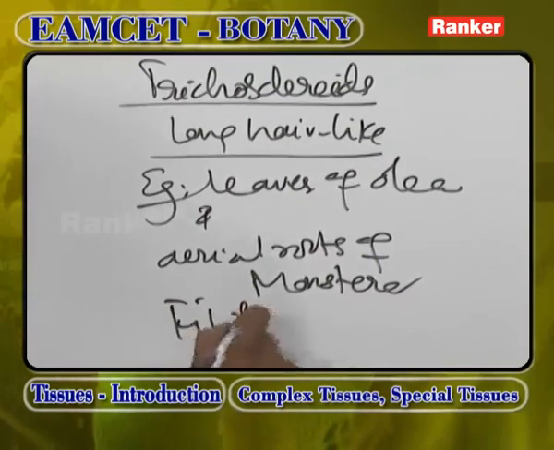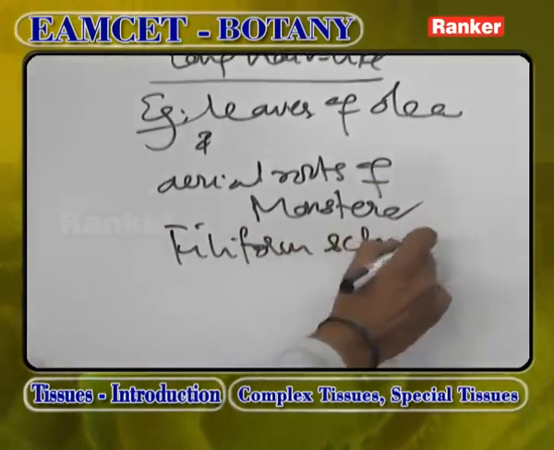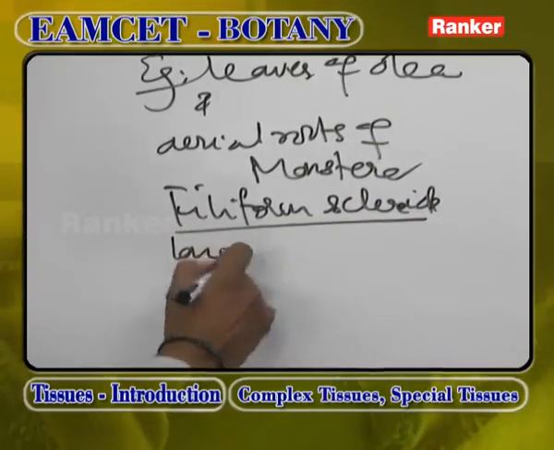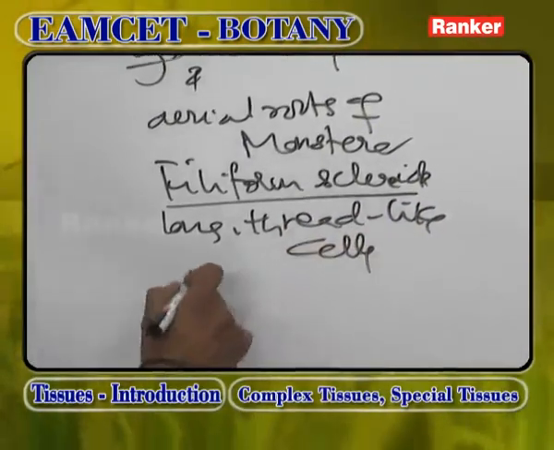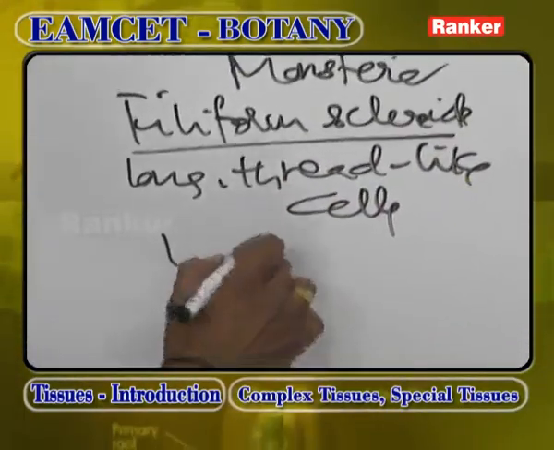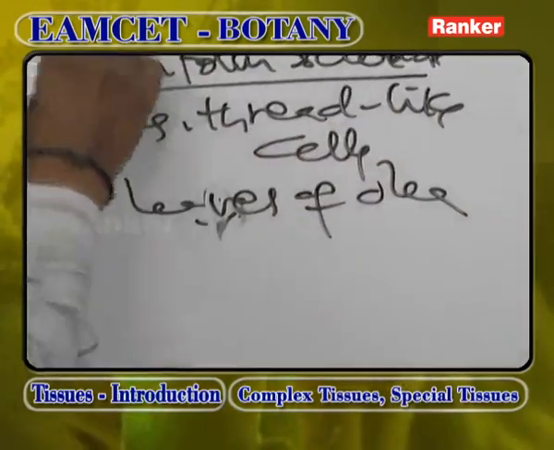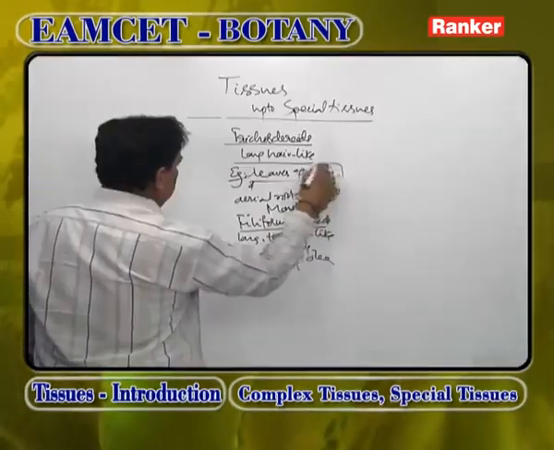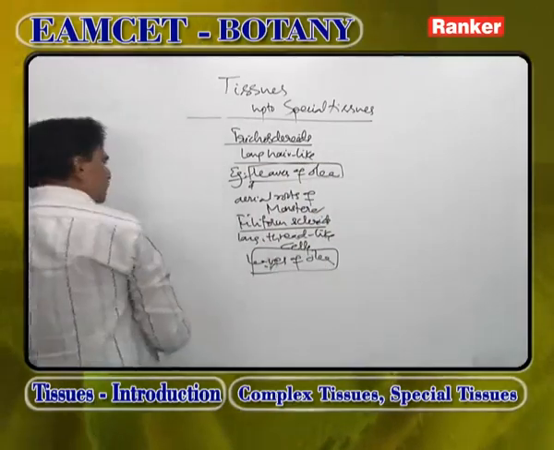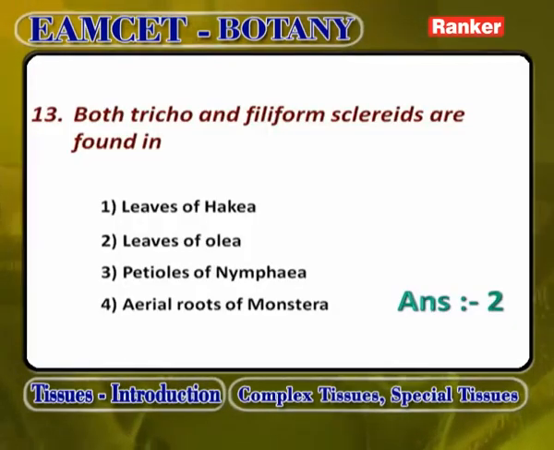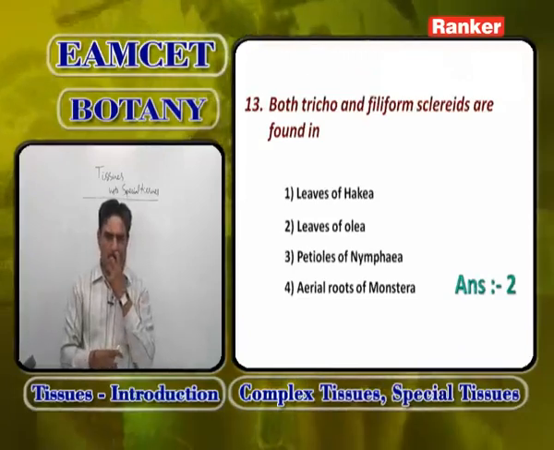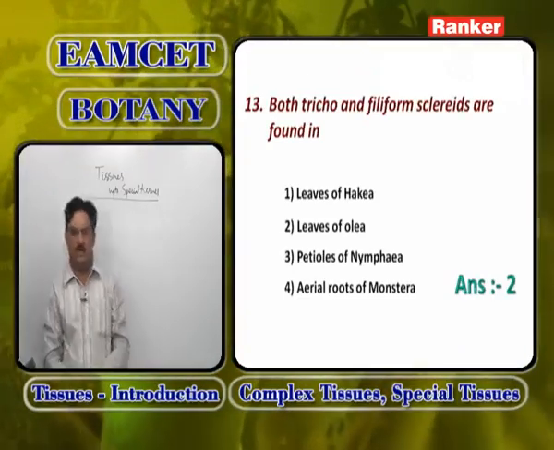Filiform sclerids means long thread-like but tough cells. These are found in leaves of olea. So with this we can say that leaves of olea show both trichosclerids and filiform sclerids. So trichosclerids and filiform sclerids both are found in leaves of olea.